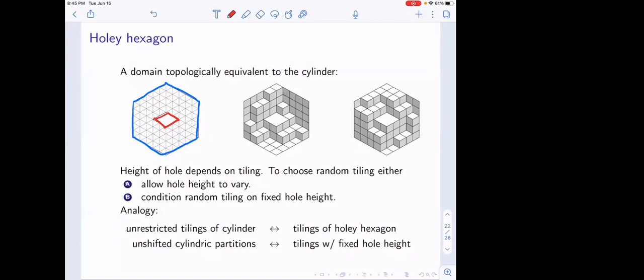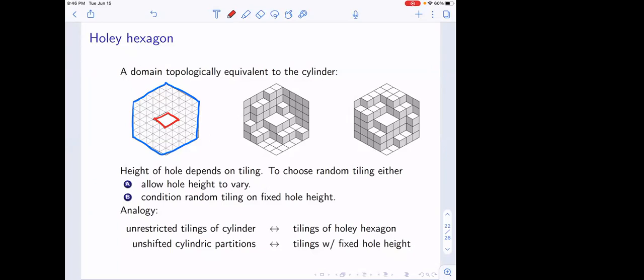We can fix the height function there and consider Lozenge tilings which have the height function on the boundary coinciding with this fixed one. In the case of simply connected domains, those two setups are the same, because the height function on the boundary for simply connected domains does not depend on the Lozenge configuration, which is not the case for this hexagon with a hole, for example.